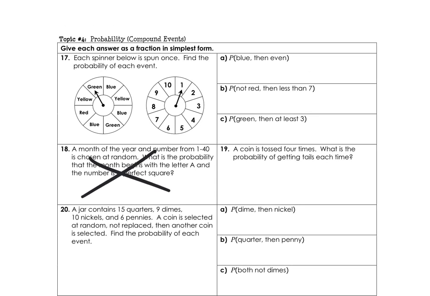Okay, compound probability. Some of this stuff is stuff that we did way before spring break. So I know it's going to seem like a while since we've done this, because it has been. It's been a couple of weeks since we've seen some of these topics.